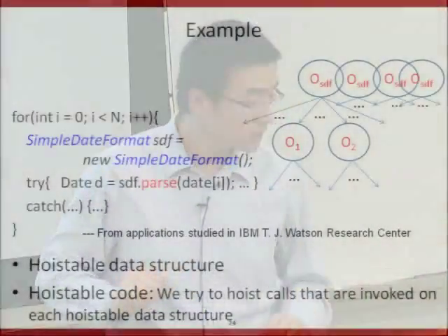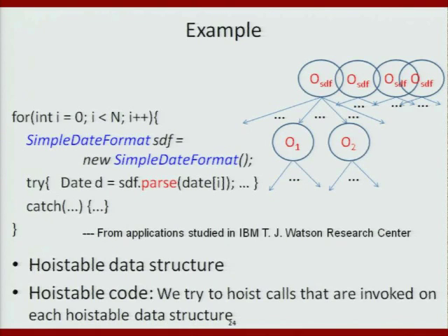And once we have a set of hoistable data structures identified, the second step here tries to hoist the actual code statements that access those data structures. So the key idea here is that for each hoistable data structure, we check each call site that is invoked on this data structure and see if it's hoistable. If this call site is indeed hoistable, we just pull it out.